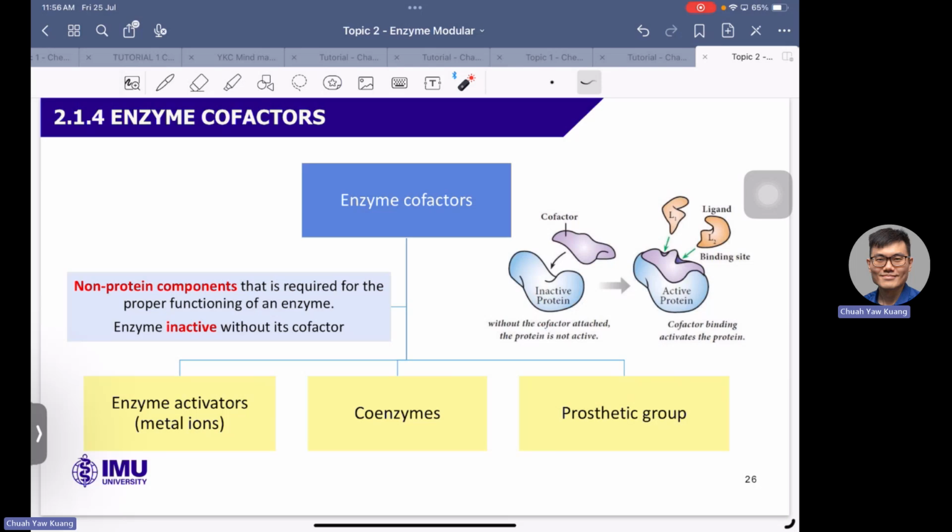Well, for some of the enzymes, they will need to bind to something else. Only then will they become fully functional. If they don't bind, they just remain inactive. So something that the enzyme must bind in order to become fully active is the so-called cofactor.